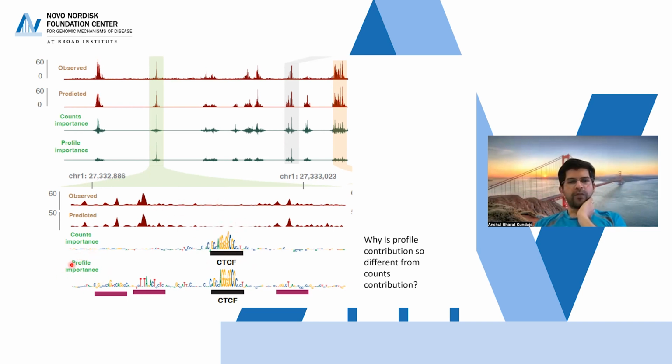But if you look at the profile prediction contribution scores, you see CTCF, but you also see a whole bunch of other random stuff, and this doesn't look like any motifs we've known before. So somehow the two heads are not agreeing. Something is predicting the counts, and something is predicting the profile shape. And for whatever reason, the model says that they're not the same. So you want to investigate this a little bit more. And we saw this across the genome. They didn't agree with each other.